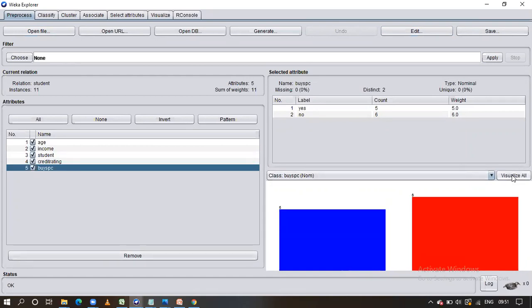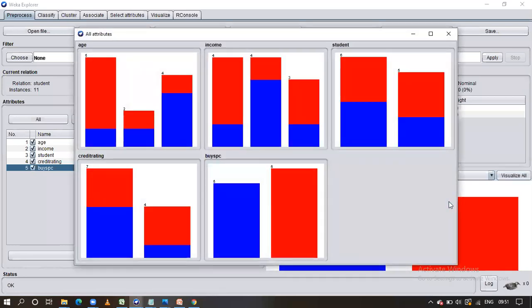How are we going to visualize it? We visualize the overall information related to these five variables. This is related to age: this is the information for less than 30, this is 30 to 40, and this is greater than 40. And this is related to income: low income, medium income, and high income.